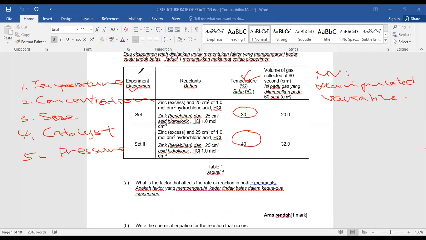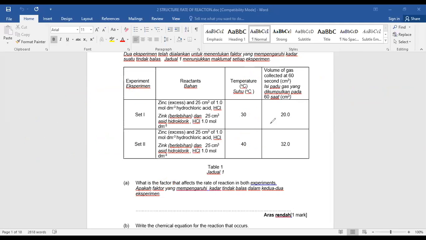Okay, now see here. The temperature is the factor that affects the rate of reaction. So therefore, part A, what is the factor that affects the rate of reaction in both experiments? Your answer is temperature. With this, easily, you get 1 mark. Okay, now continue for the next part of the question. Write the chemical equation for the reaction outcome. I think you should have no problem in writing this chemical equation.